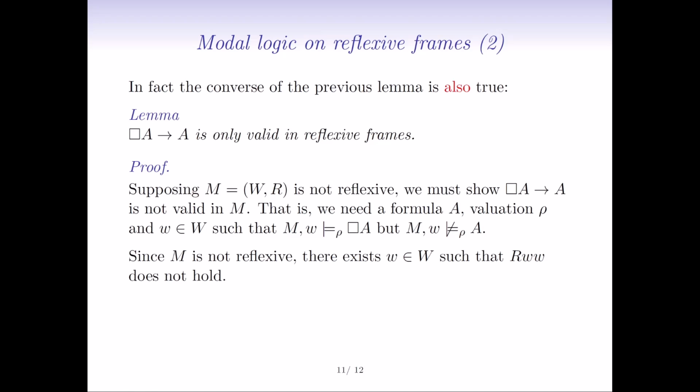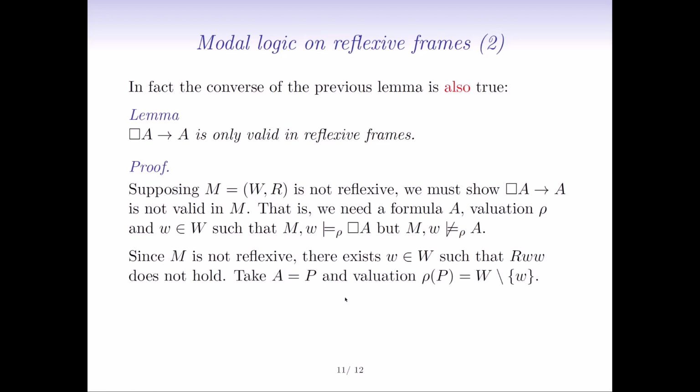Reflexive means that all worlds are accessible from themselves. So if the relation is not reflexive, it must mean that there is some world that is not accessible from itself. So there's a world W such that RWW does not hold. So we do not have RWW.